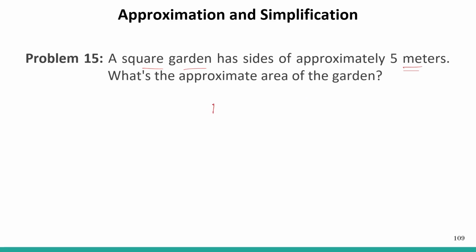So the garden is square, right? It is a square. So for a square of side A, its area is equal to what? Area is equal to A square. So it will be equal to 5 square, that is equal to 25. So it will be approximately 25 since the sides are approximately 5.